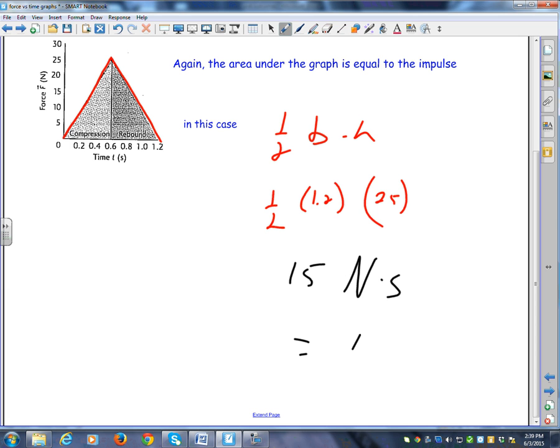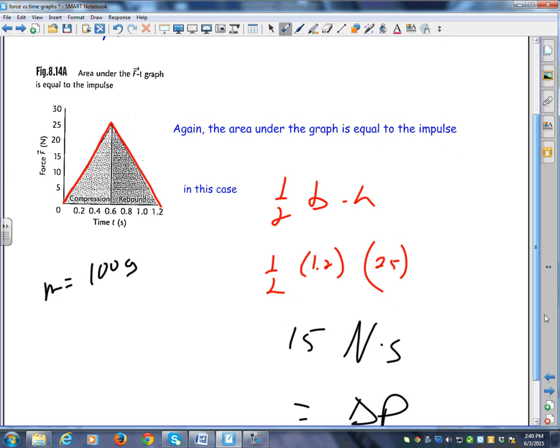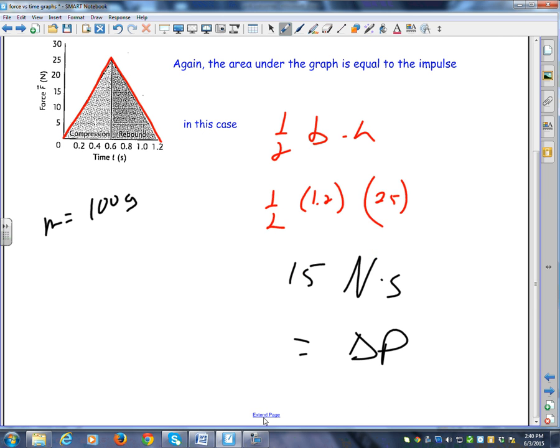And that is equal to the change in momentum, right? Let's just say that this tennis ball had a mass of, I don't know, what would a tennis ball weigh? Maybe 100 grams? So what would be the launch speed? What would be the velocity of the ball if it had 15 Newton seconds of impulse?